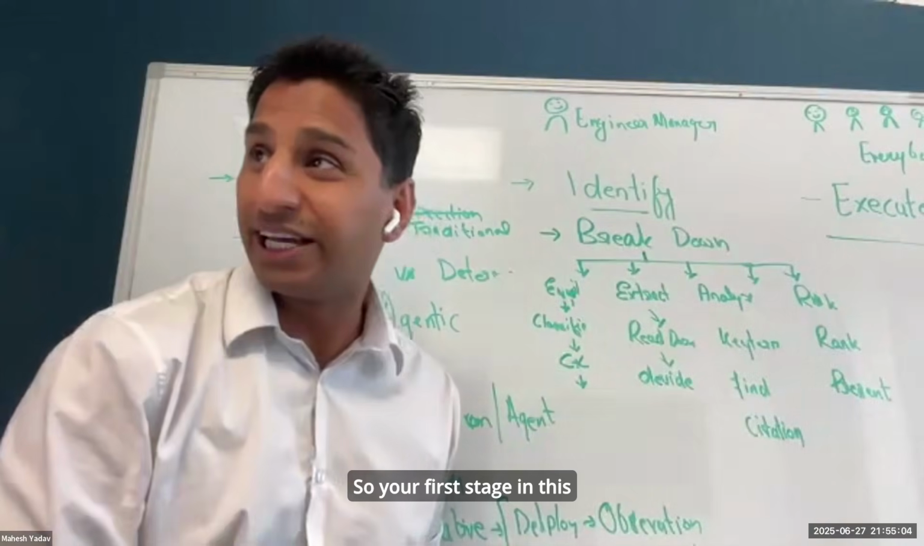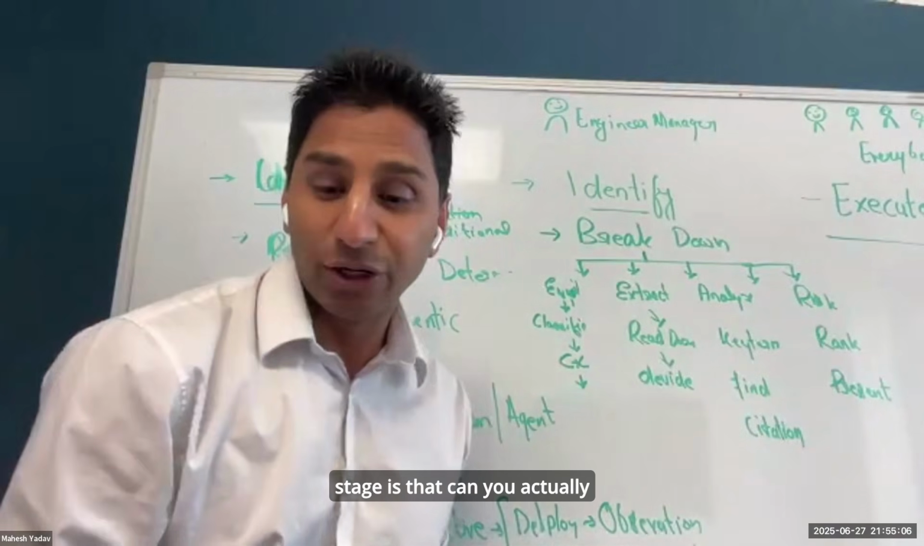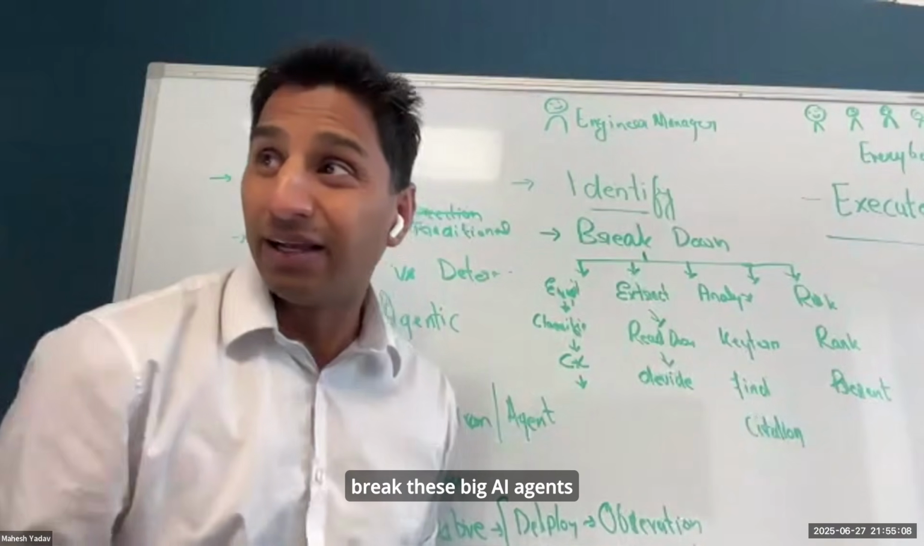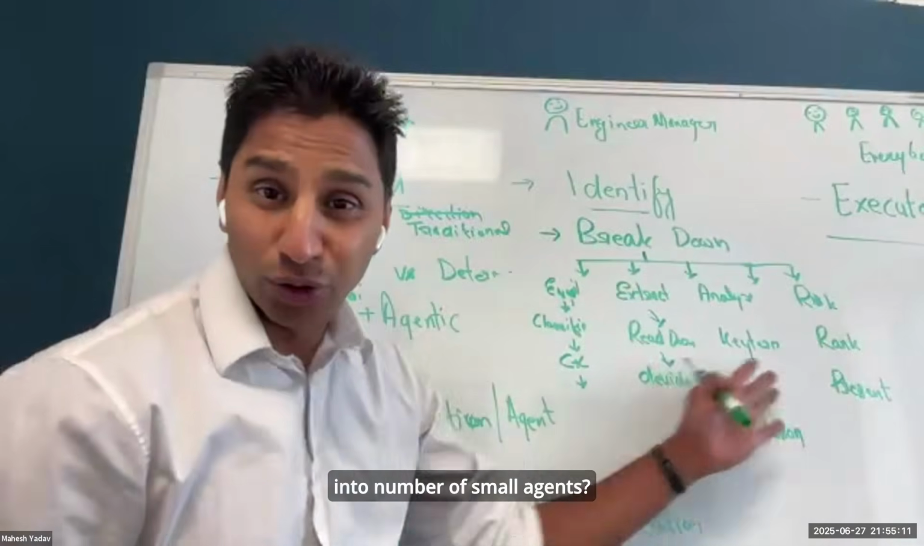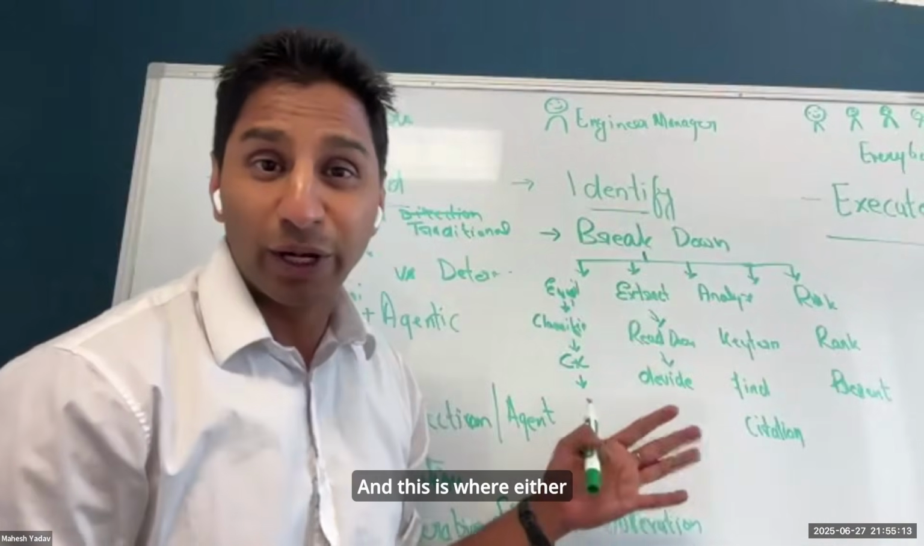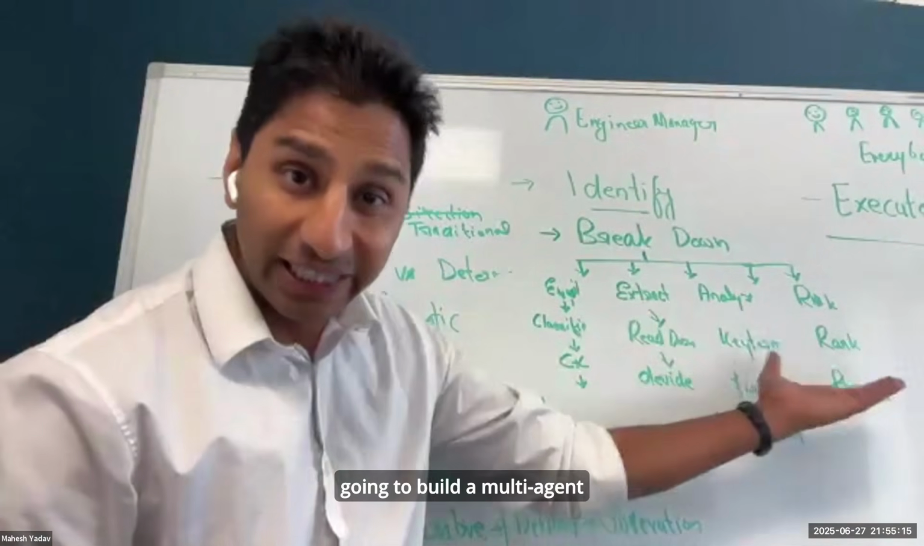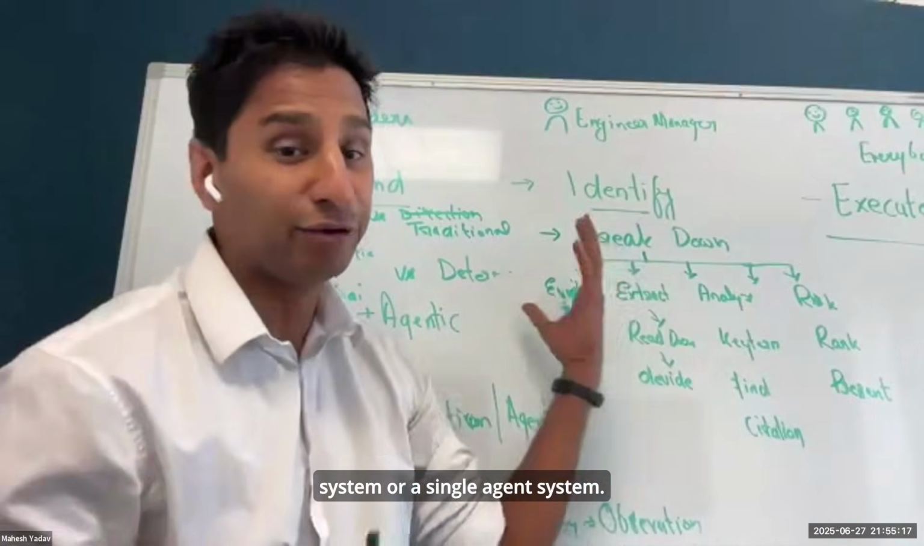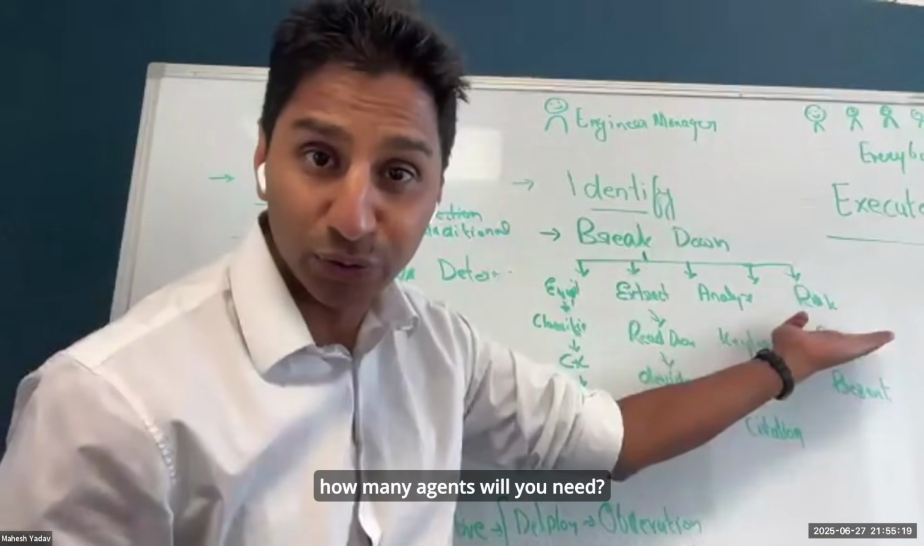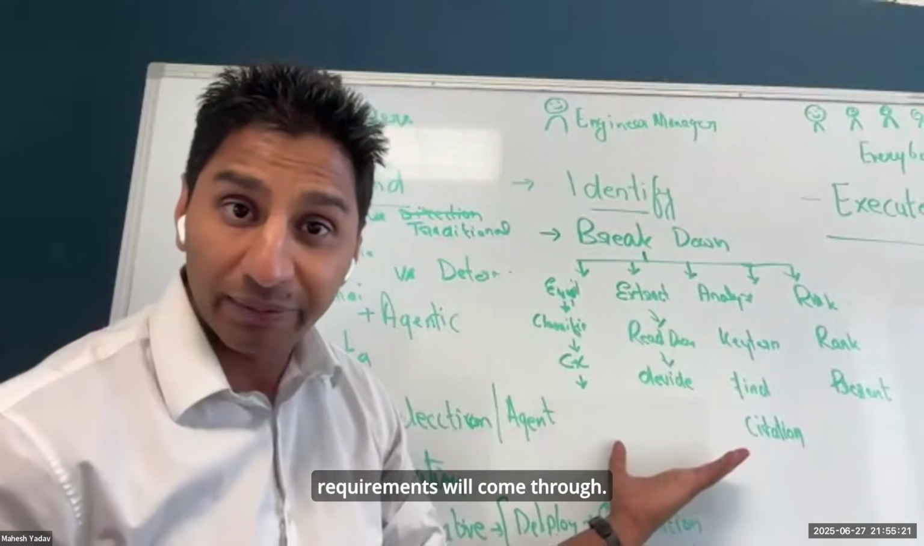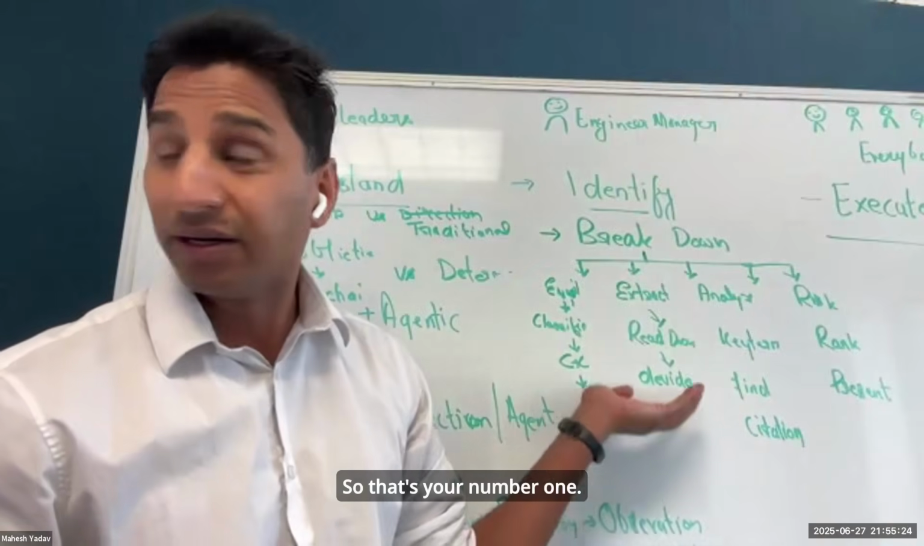So your first stage is that you can actually break these big AI agents into a number of small agents. And this is where you can decide whether you're going to build a multi-agent system or a single agent system. And if you're going to build a multi-agent system, how many agents will you need? This is where your requirements will come through. So that's your number one.